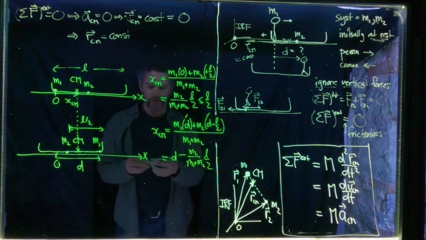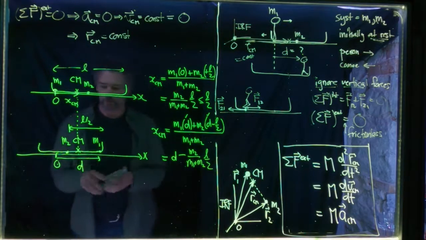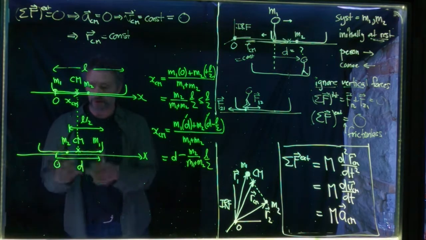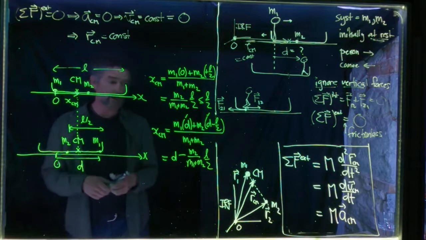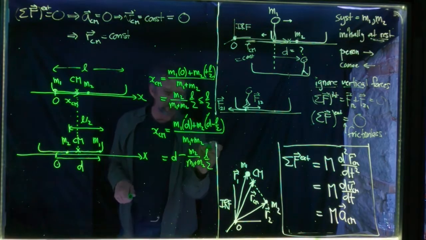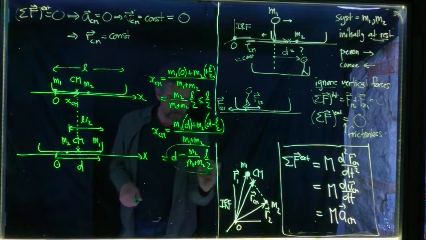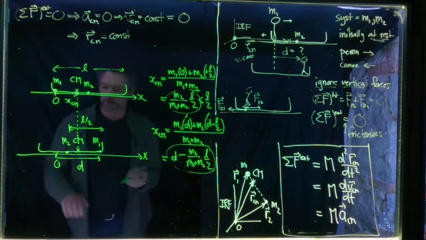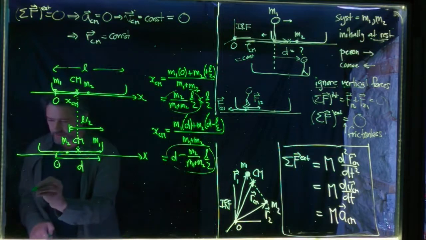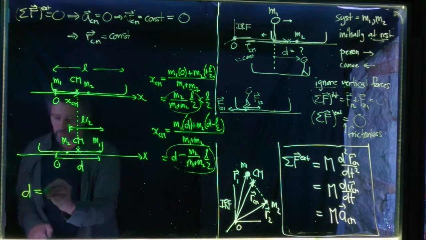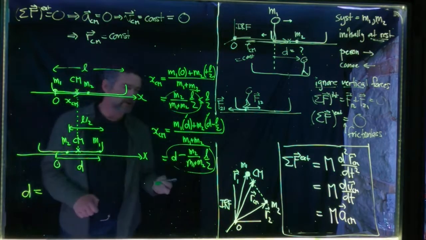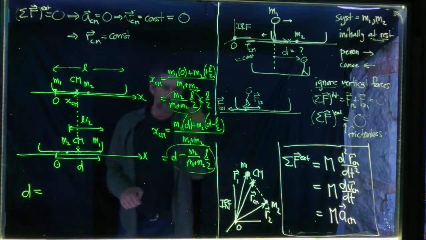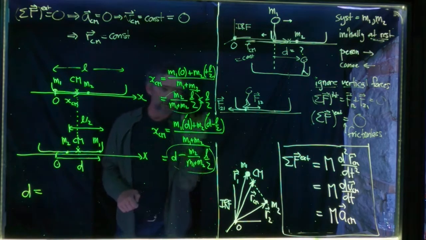Okay, now this answer for the position of the center of mass better be the same as this answer that we had previously. So this thing has to equal this thing. And so that tells us immediately that the distance d that the person has moved over is equal to this thing. Put the negative of that over to the other side.